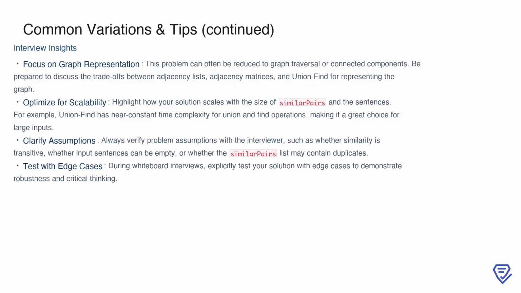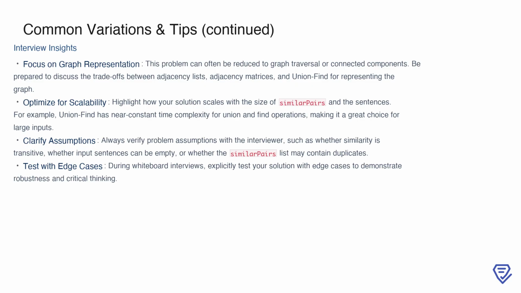Now, let's dive into some key insights that can help you perform well in interviews for this problem. First, focus on how you represent the graph. This problem revolves around graph traversal and identifying connected components, so you should be ready to discuss the trade-offs between adjacency lists, adjacency matrices, and union find. For example, adjacency lists are space-efficient but require more effort during traversal, whereas union find is highly efficient but involves pre-processing.